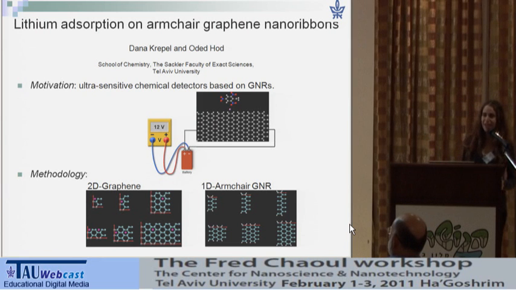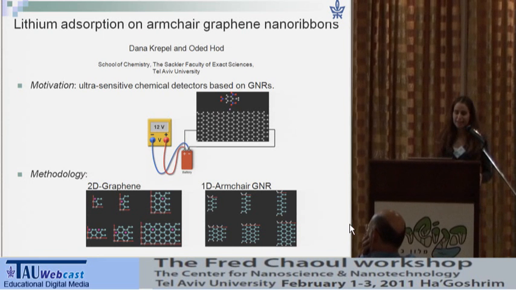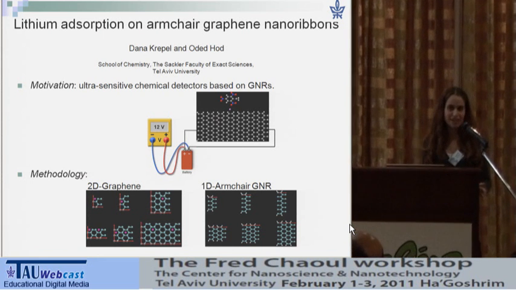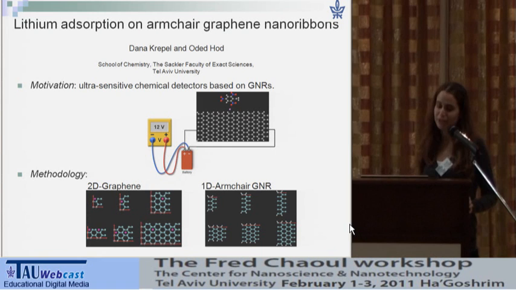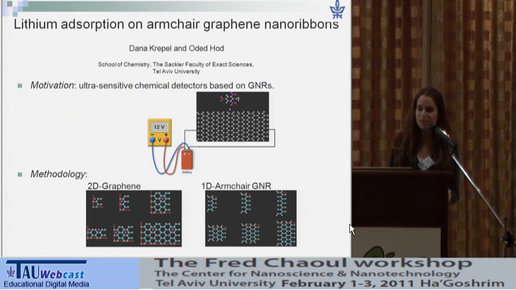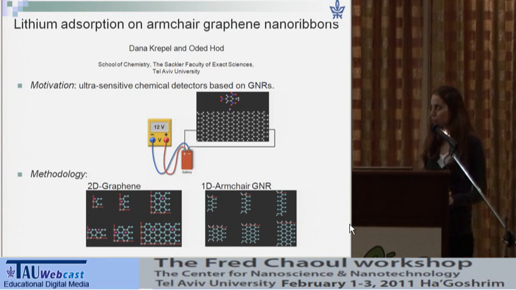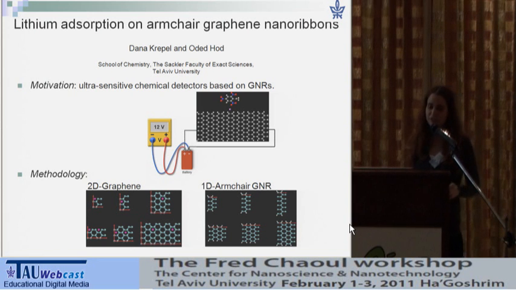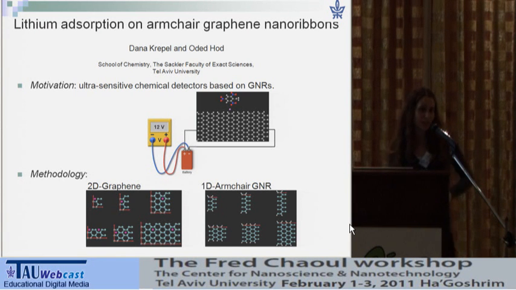Hi, my name is Dana. I'm a PhD student at Oded's HODS group. Today my poster is on lithium adsorption on armchair graphene nanoribbons. Now we all know that graphene has very interesting physical characteristics and electronic properties, and it's our goal to exploit this in order to use graphene for chemical sensing purposes.